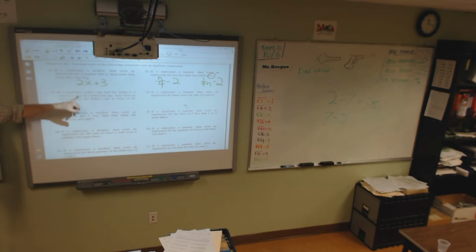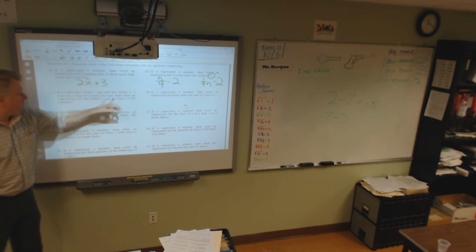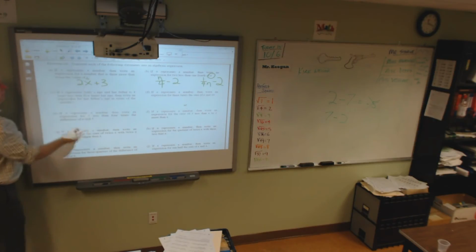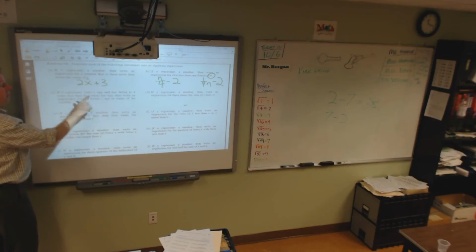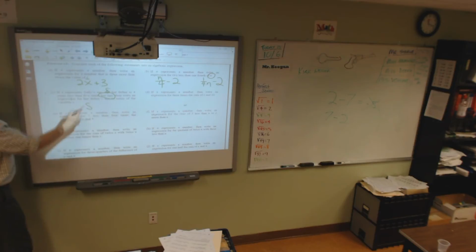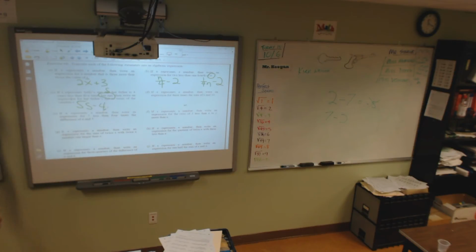Okay. If S represents Sally's age, and her father is 4 years less than 5 times her age, write an expression for her father's age in terms of variable S. So we're going to use S. And what does S represent? Sally's. Good. So we have Sally's age. Her father's 4 years less than 5 times her age. Her age is the S, right? So 5 times her age. 5S. Keep going. 4 years less than that. That's it.